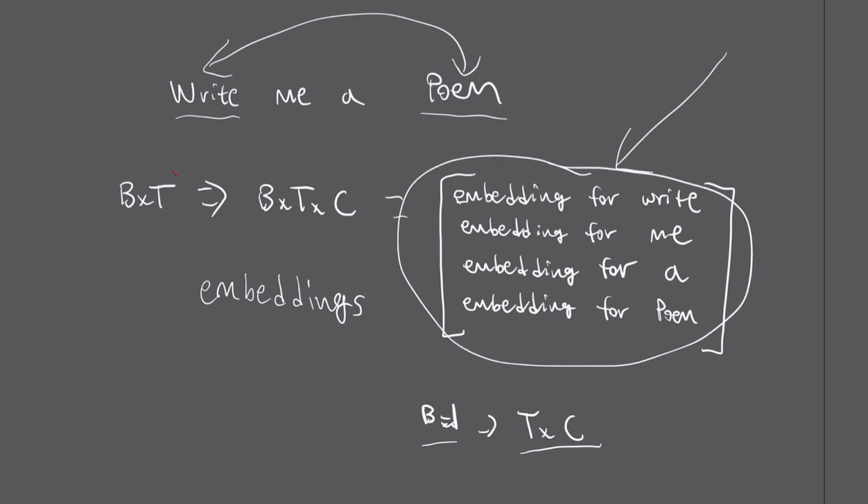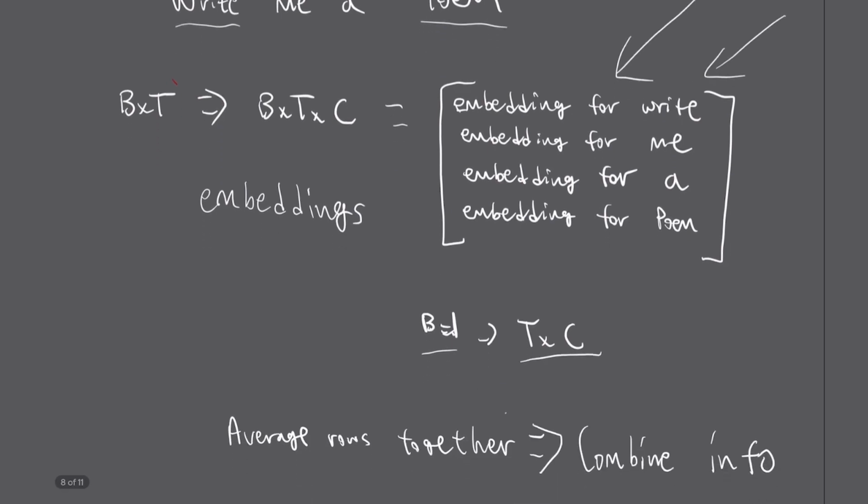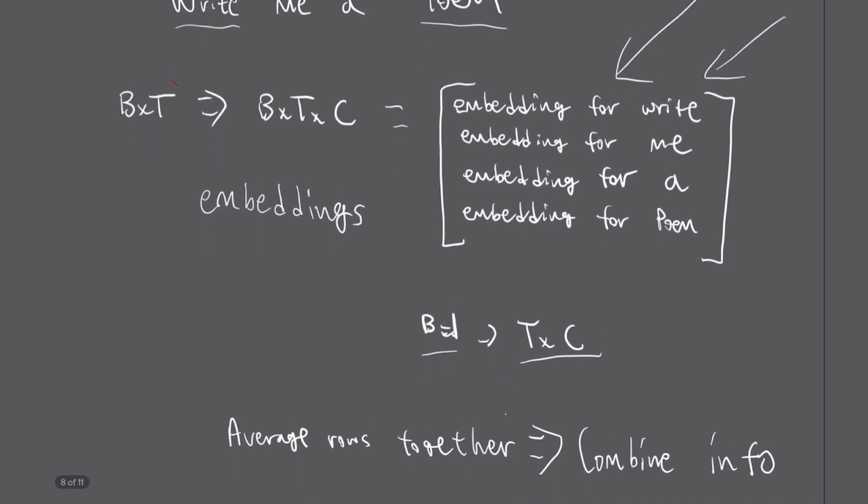Because right now these are all separate independent rows, right? Each row in this tensor is a time step, right? But we need to somehow aggregate and combine them together. Well, the simplest way to do that is just by averaging, right?